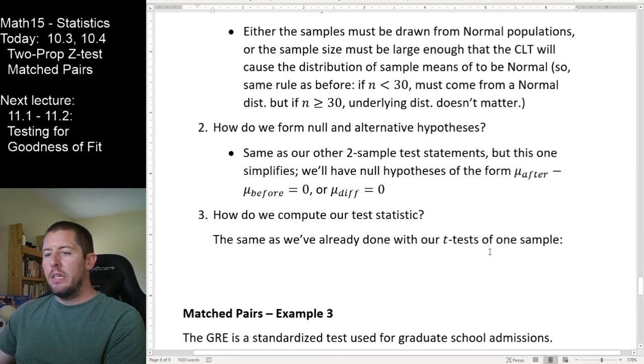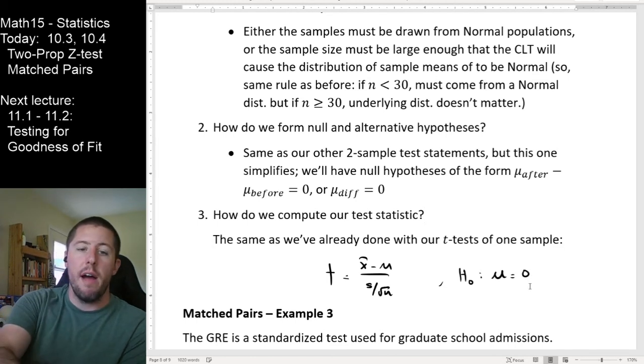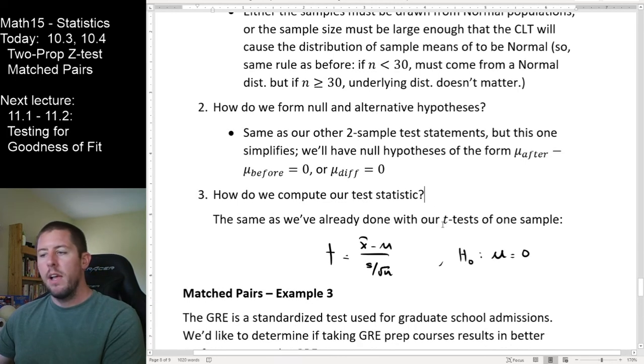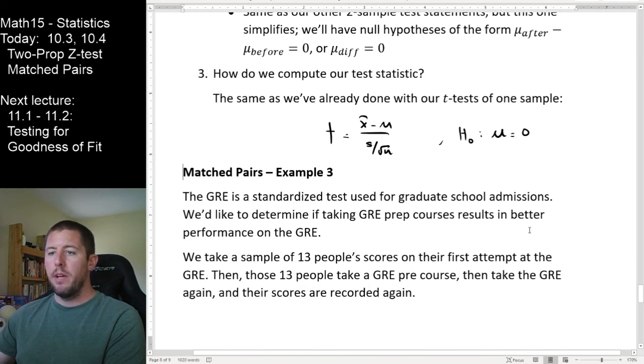Finally, how do we compute our test statistic? Same as we've done with our t-tests of 1 sample, and that's the thing I already wrote for you right there, which is t equals x bar minus mu over s over root n. And it should always be that our null hypothesis will say that mu is 0. Our true average difference is 0. That would say the weight loss pill doesn't do anything. There's no difference, right? It's always going to be our null hypothesis there. So let's do an example here and call it a day.